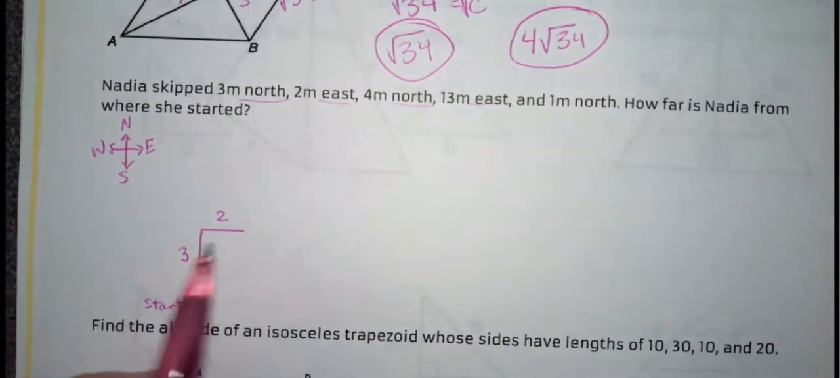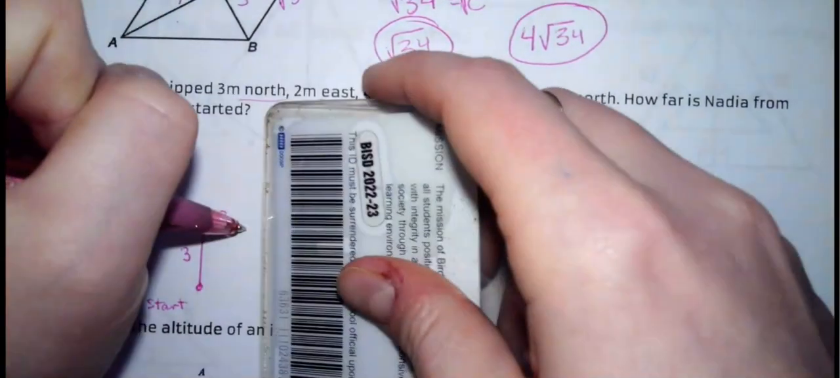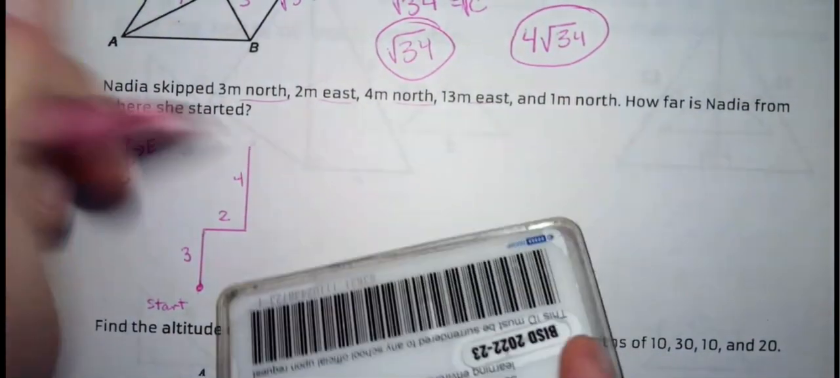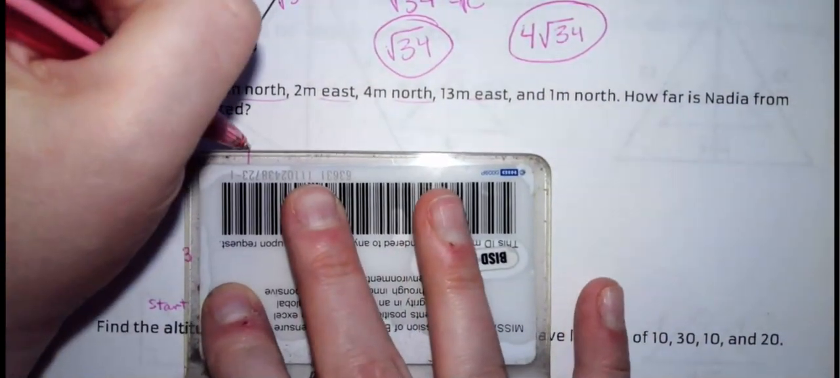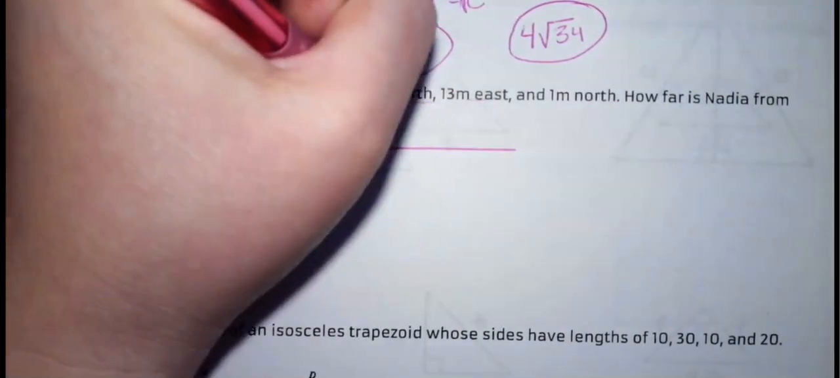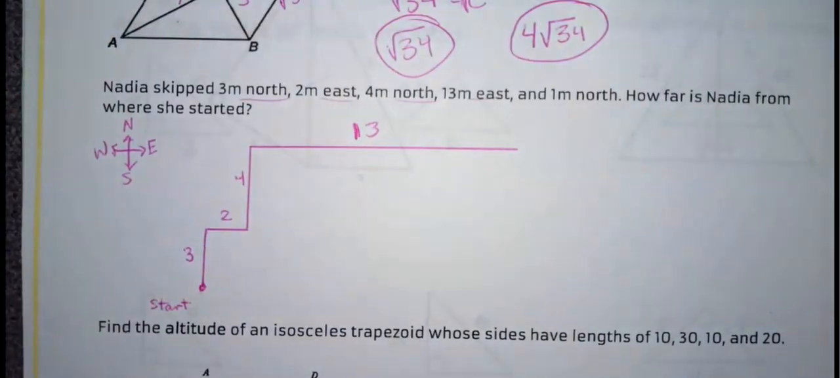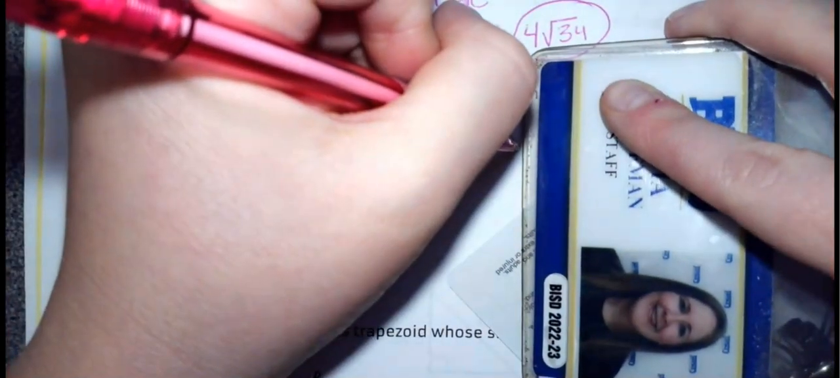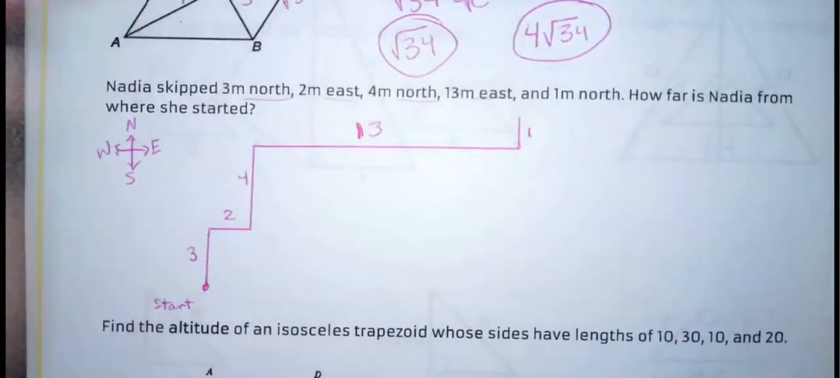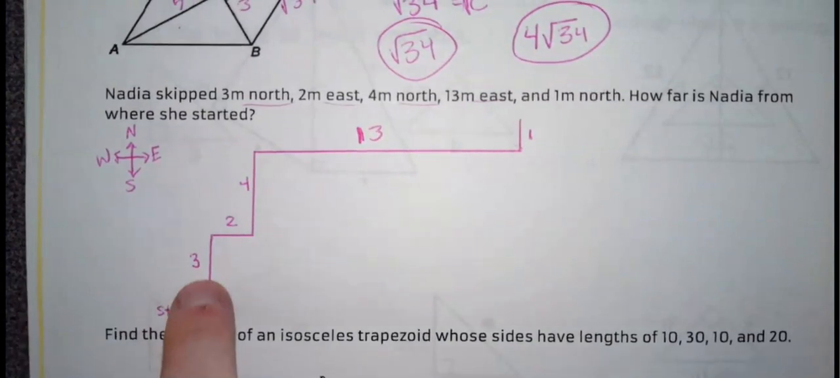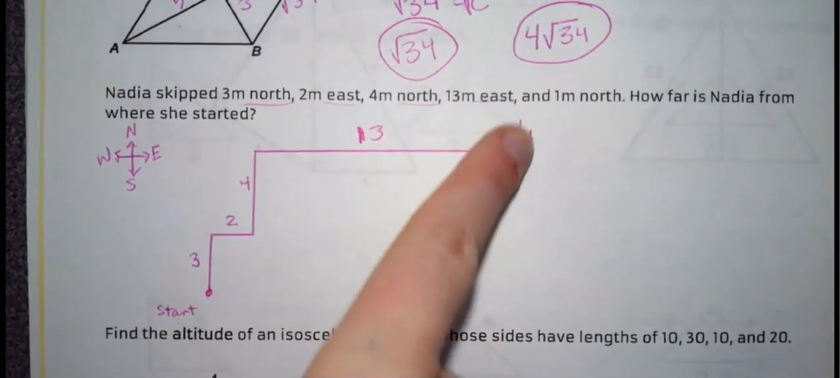So going 3 north, 2 east, 4 north. That's 4 to the north, and then 13 to the east, so kind of a lot to the east. We're going to say that's 13. I'm not going to be exact because I'm just going to write it on there. And then a little tiny baby 1 to the north. I'm going to put the 1 over there. All right, how far from start to finish did Nadia skip? So we've gone 3, 2, 4, 13, 1.